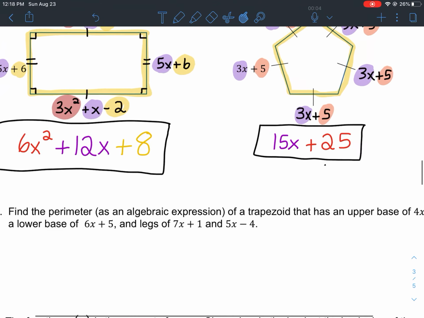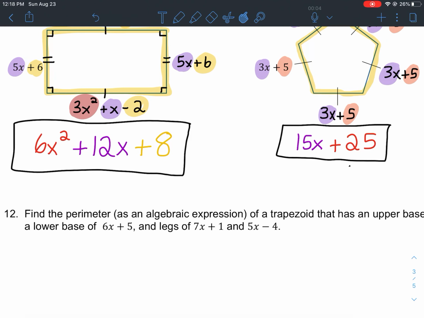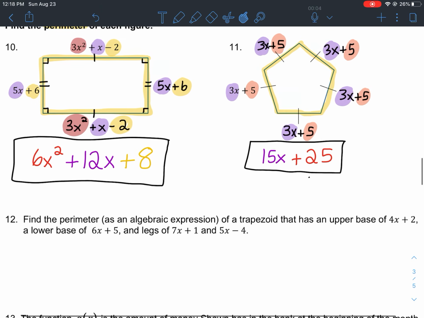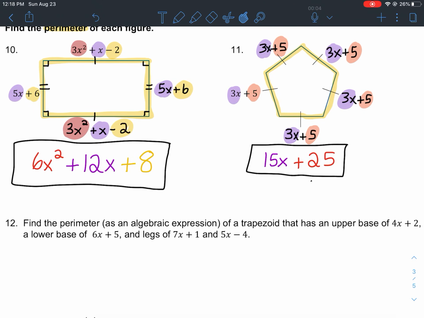Okay, and then taking a look at the last problem for this video, it says find the perimeter as an algebraic expression of a trapezoid that has an upper base of 4x plus 2, a lower base of 6x plus 5, and legs of 7x plus 1 and 5x minus 4. So the first thing I'm going to do to solve this problem is draw a picture of a trapezoid.